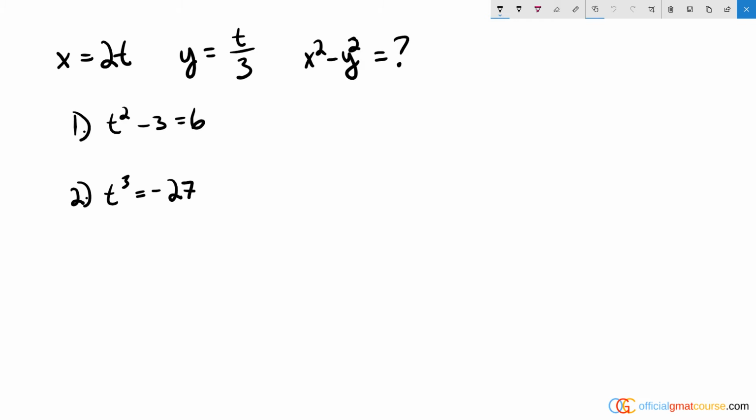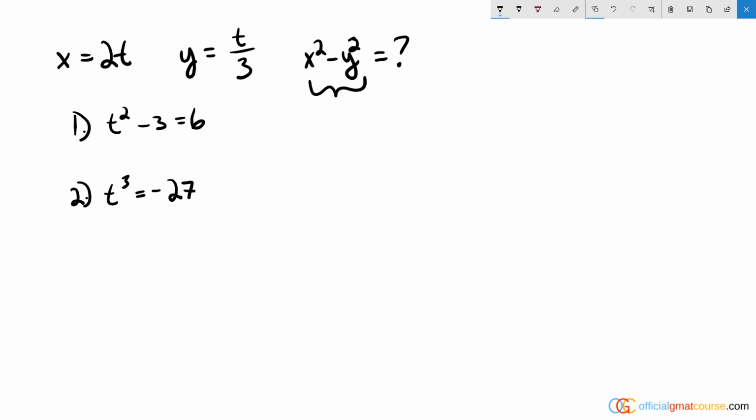So this is one of the tricks that they'll use in data sufficiency to steer you in the wrong direction. We don't necessarily need x or y. We need x squared minus y squared. So this is different than solving x, and it's different than solving y. We need to solve for the difference of the two when they're squared.